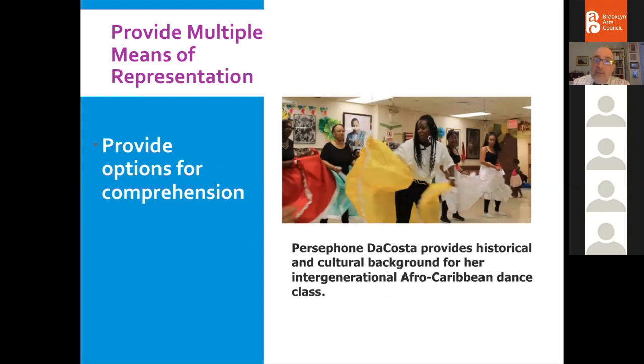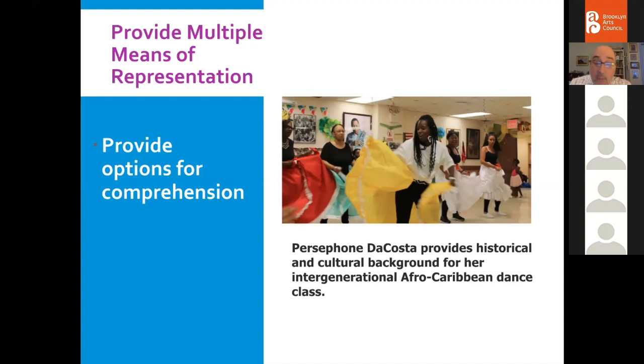And then the last guideline for multiple means of representation is related to comprehension. This can be about supplying background knowledge, highlighting patterns, helping with processing information, and maximizing transfer and generalization.